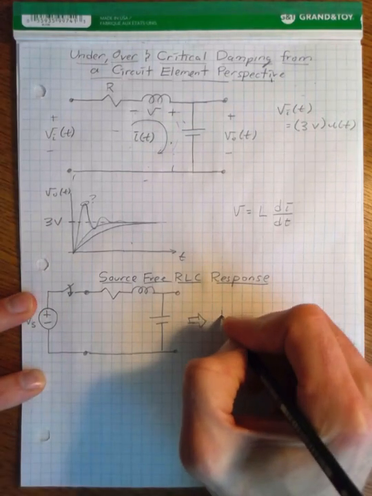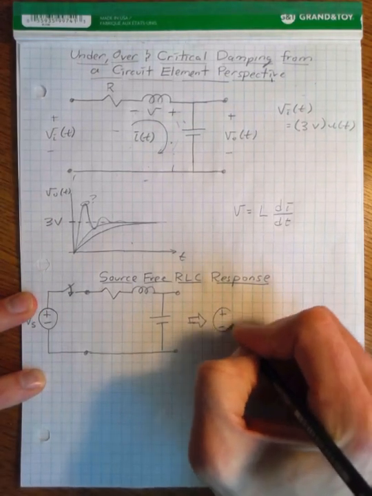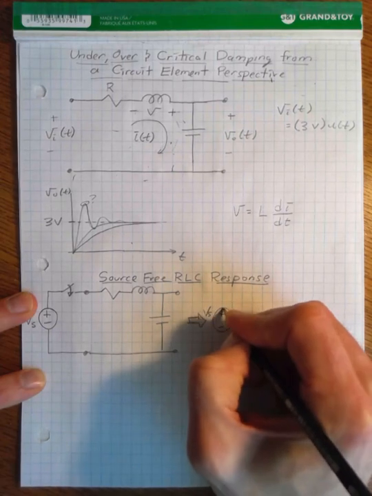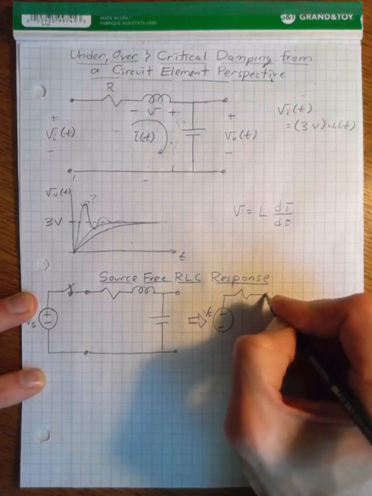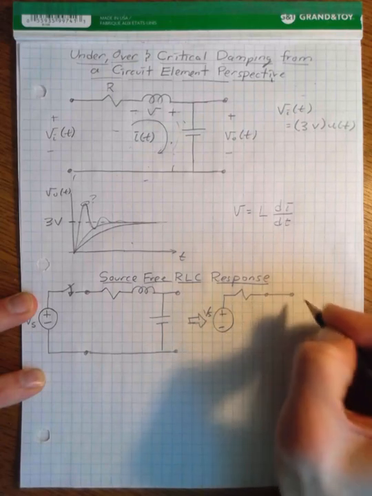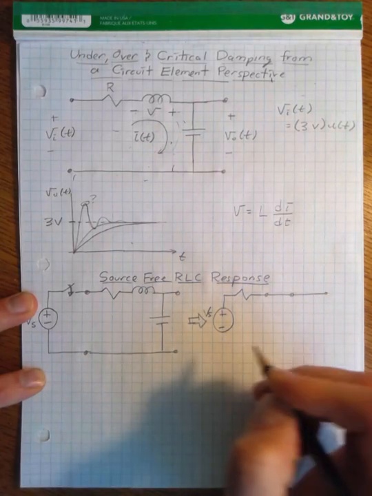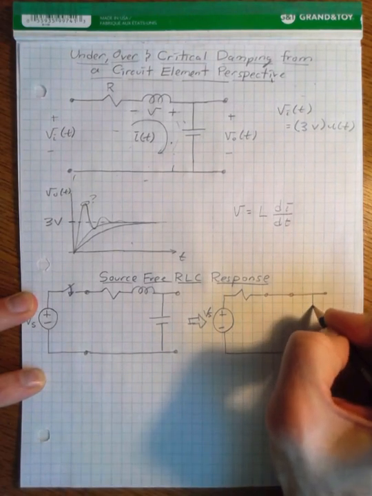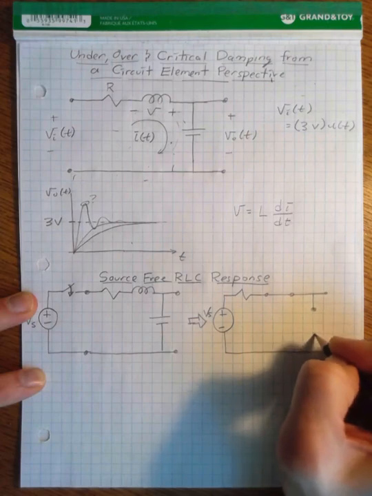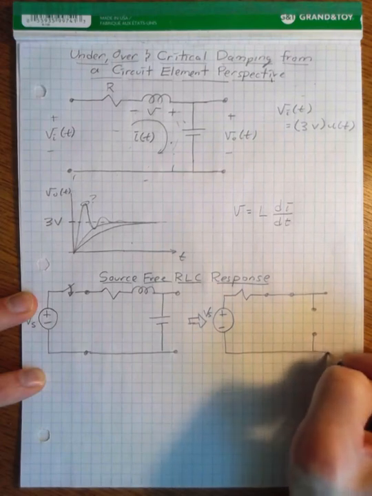So we still have our voltage source, Vs. Our resistor is still there. Our inductor, however, I'm just going to replace with a wire because it's a short circuit at DC. And our capacitor, I'm just going to replace with an open circuit.